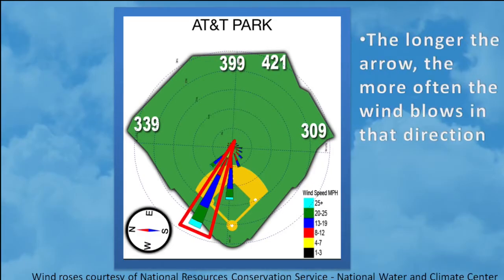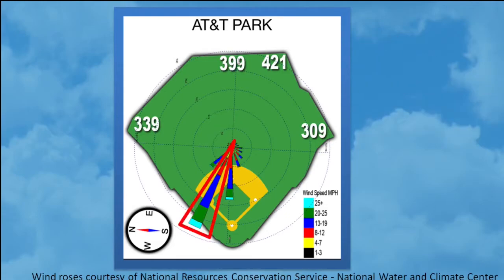The length of the arrow is also important because the longer the arrow, the more often the wind blows in that direction. So since this arrow is so long, it indicates that the wind frequently blows out to right center field at AT&T Park, whereas these arrows are much smaller, indicating that the wind very infrequently blows in from left field.